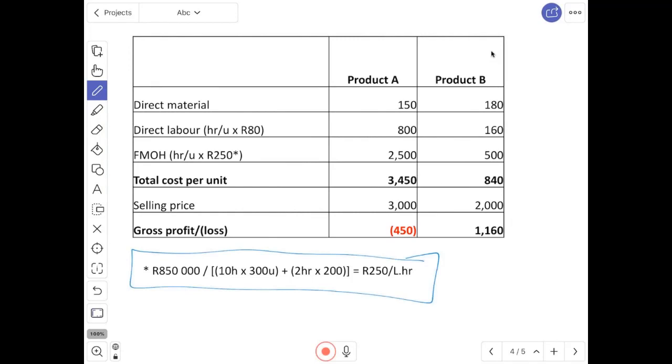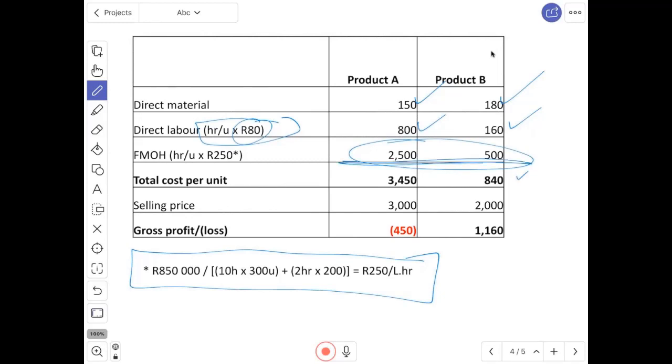Okay, let's first look at this layout. So like I said, 3 marks, direct material, 3 marks, direct labor, 3 marks, and we show our calculation. It's our hours per unit multiplied by the 80 Rand per unit, 3 marks. Fixed manufacturing overheads, we're going to have to calculate this. So this is what we're going to do next. And that will give us our total cost per unit.